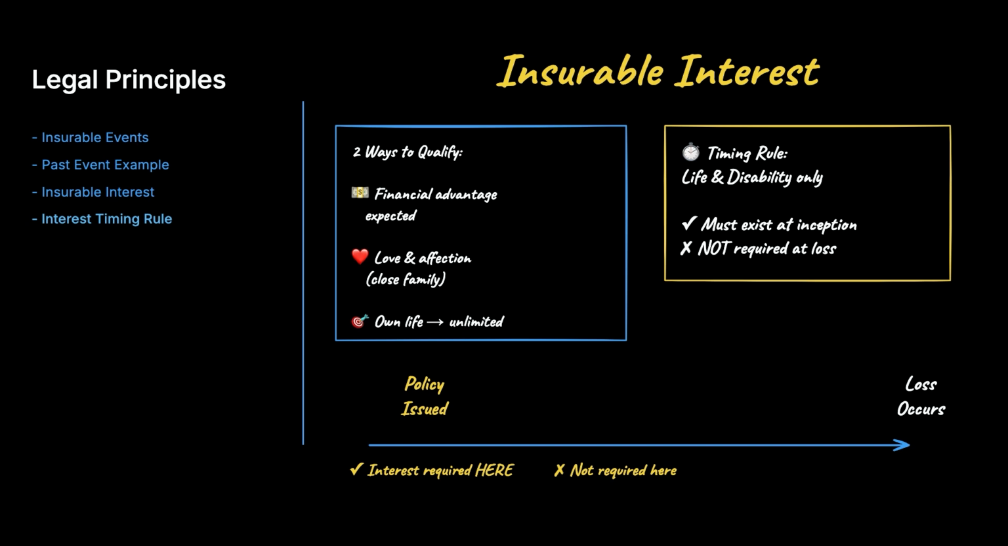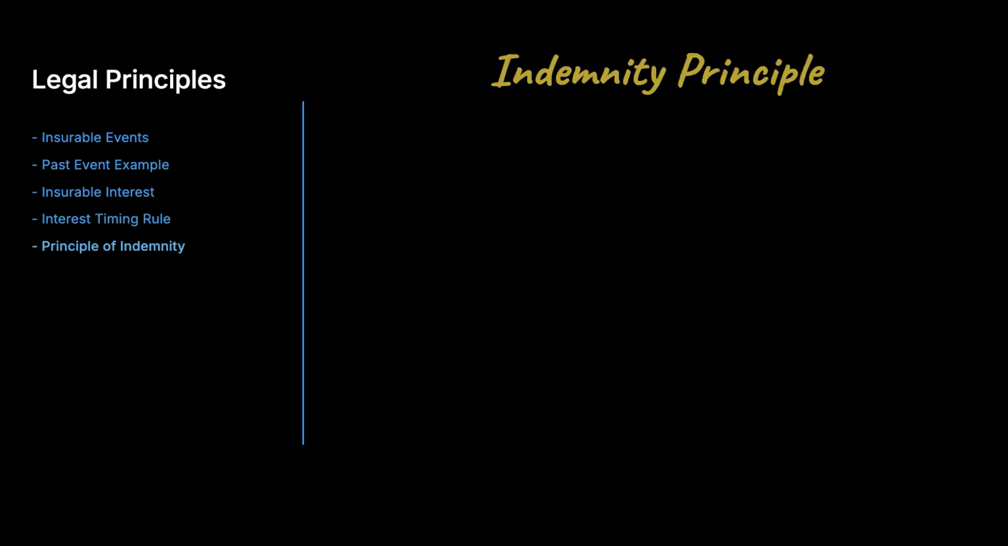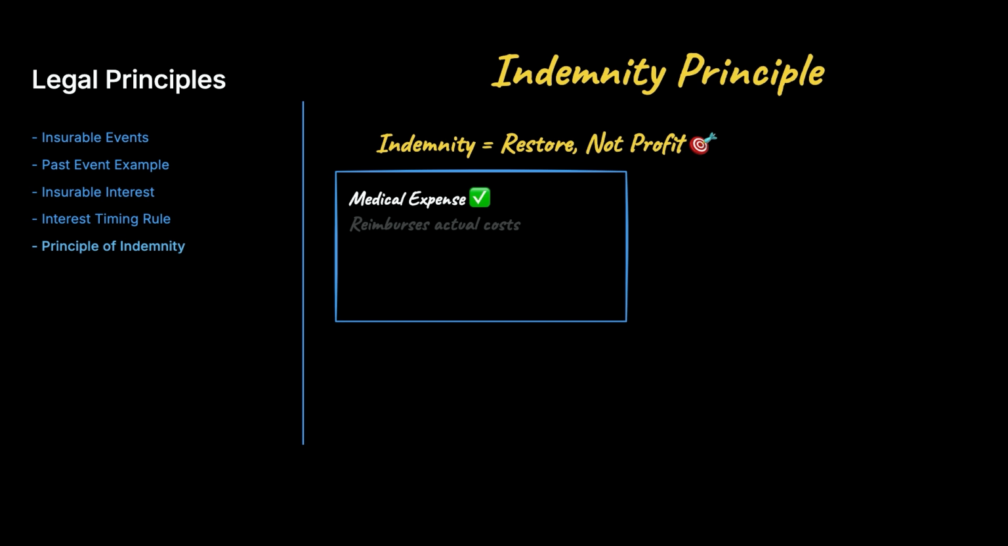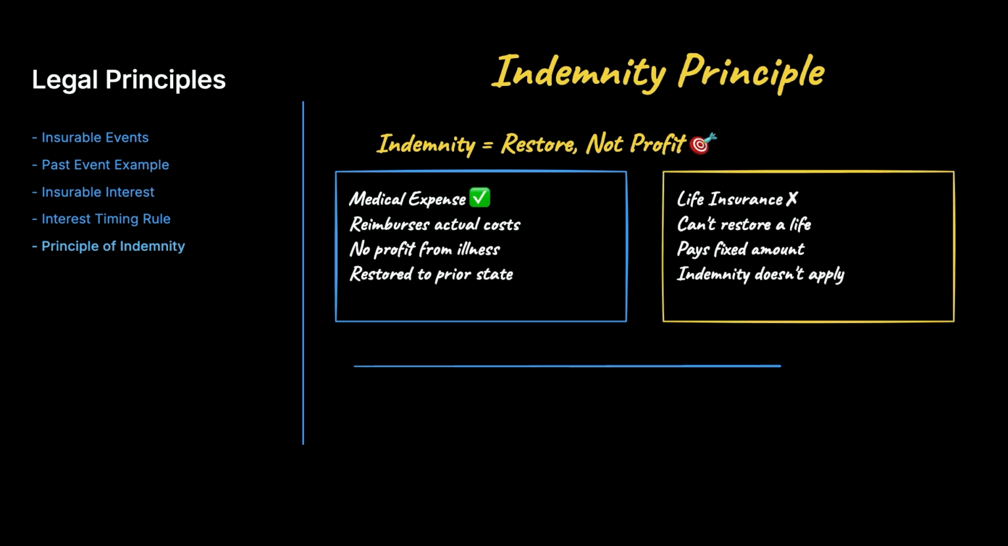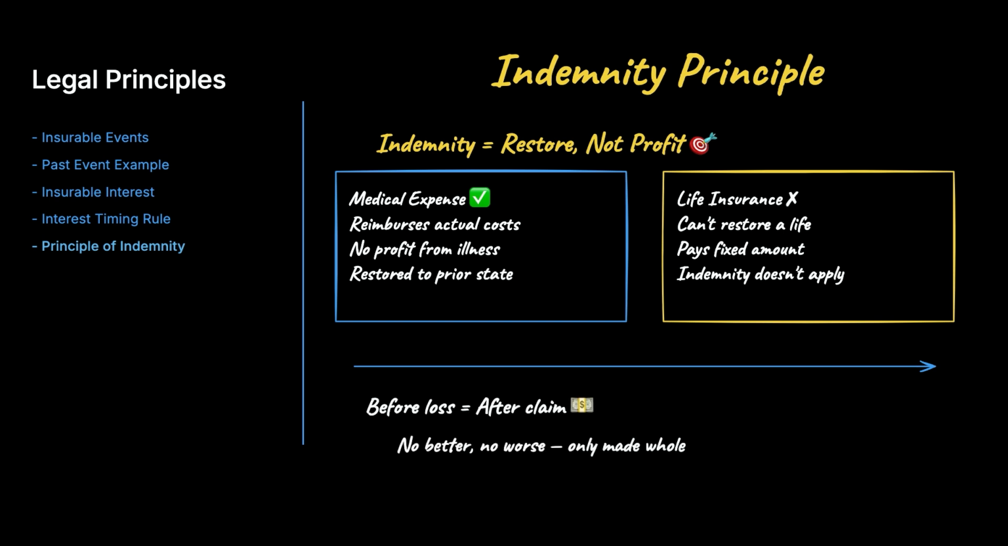Here's the critical timing rule. For life and disability insurance, insurable interest only needs to exist when the policy takes effect, not at the loss. The second great principle is indemnity. Indemnity means a policy restores you to the financial condition you were in just before the loss. No better and no worse. It applies to medical expense insurance, which reimburses your actual covered costs, so you can't profit from being sick. It doesn't apply to life insurance because you can't restore a life, so life pays a fixed amount.